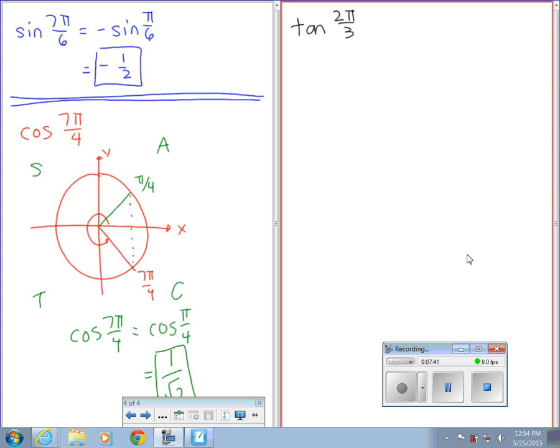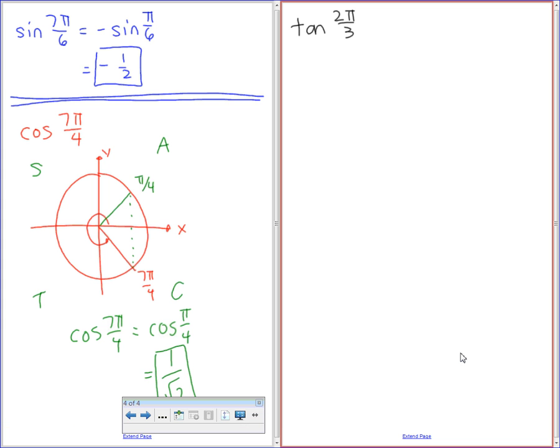So, where we're going to put this. Where is tan of 2 pi over 3 going to be? What quadrant? So it's going to be something like this.